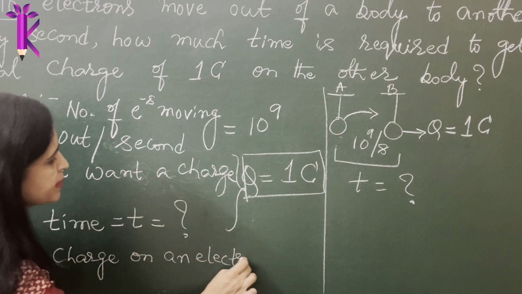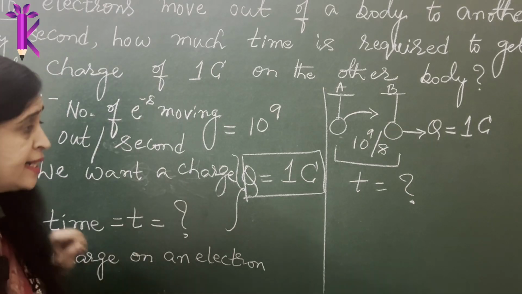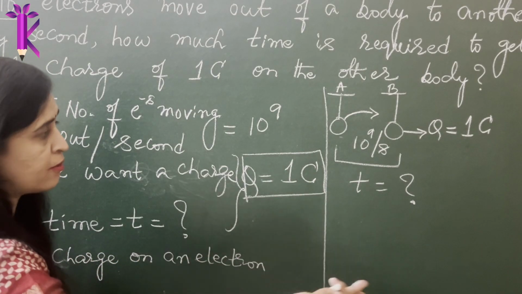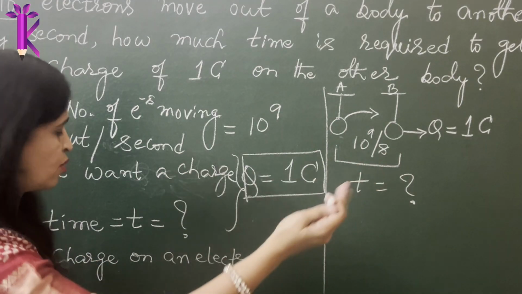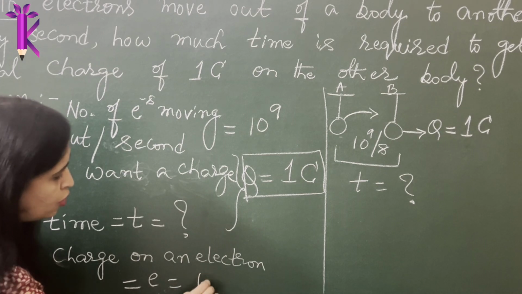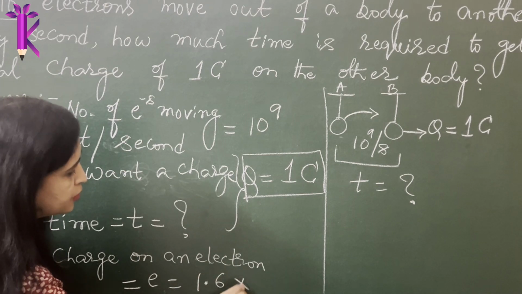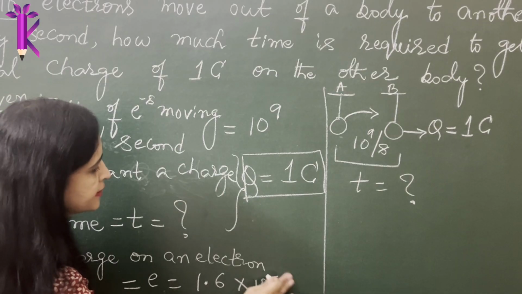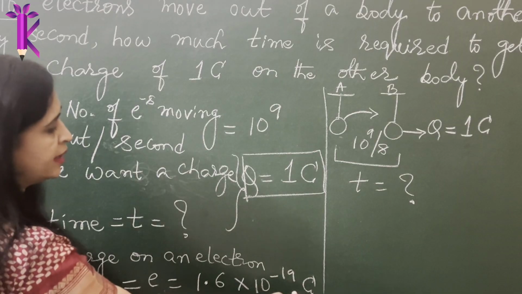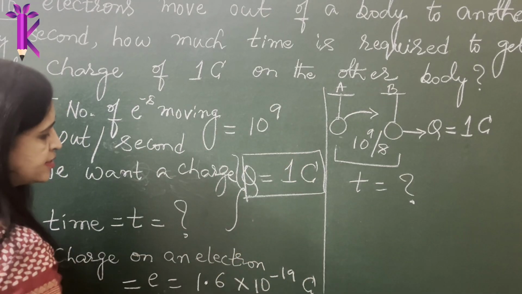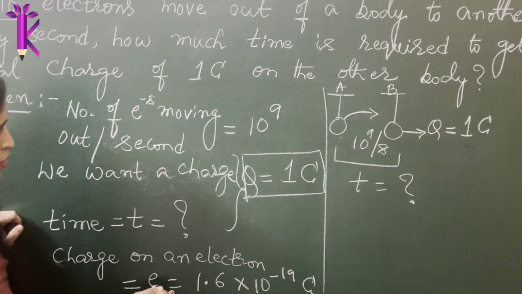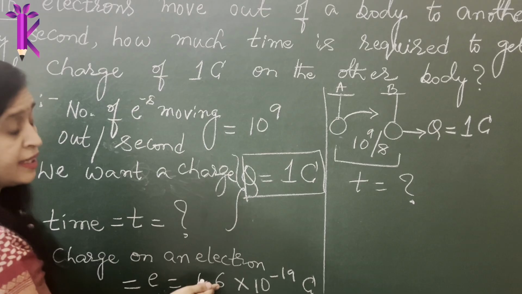Why am I finding this? Because I need to know how much charge I have already transferred, so that I know whether I have already charged it to 1 coulomb, or how much more I need. So the charge on an electron is e equal to 1.6 into 10 to the power of minus 19 coulomb. It is not 1 coulomb, right? So it's a very small number. So every single electron carries this much charge.